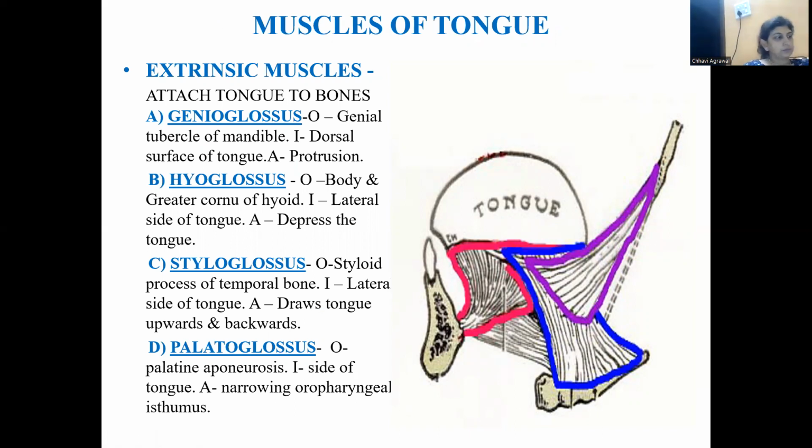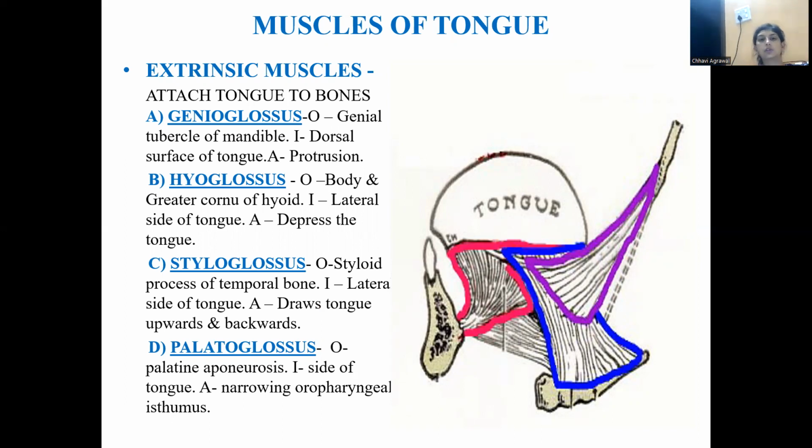Muscles of the tongue, they are divided into two groups, extrinsic and intrinsic. So extrinsic muscles, that is, they attach the tongue to the surrounding structures. First is genioglossus, which originates from the genial tubercle of mandible, gets inserted over the dorsal surface of tongue, and the action is that it causes protrusion of the tongue.